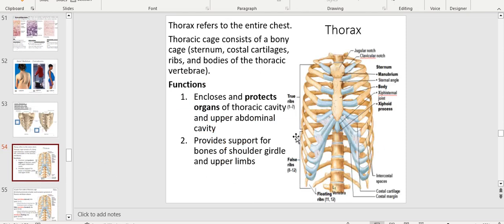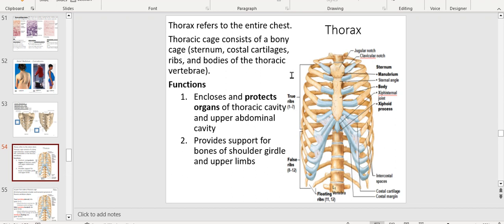Thorax. Here we're talking the rib cage, okay, the entire chest. The thorax cage consists of the bony cage: the sternum, the costal cartilage, ribs, and bodies of the thoracic vertebrae. Its function is to enclose and protect all the goodies on the inside, as well as provide support for the bones of the shoulder and upper limbs, okay?